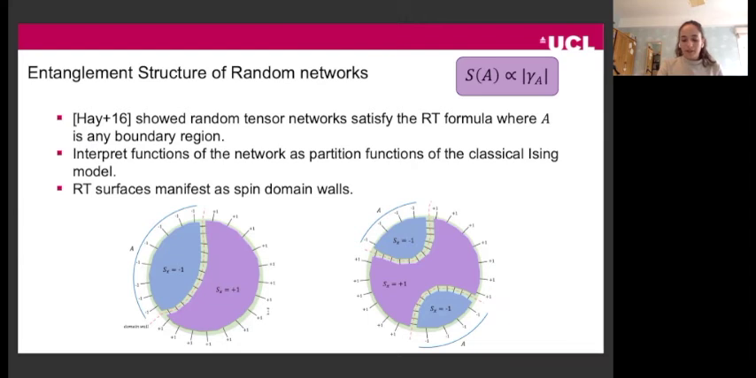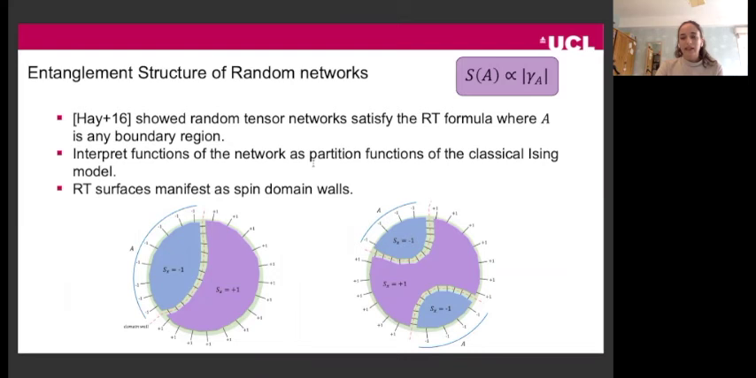But the main expected advantage of constructing our network from random tensors was that we'd want to inherit this good entanglement structure that was shown in this 2016 paper. So without going into much detail at all, just quickly, in this work they showed that random tensor networks satisfy the Ryu-Takayanagi formula, where A is any boundary region, including disconnected regions. And the way they do this, as I mentioned earlier, is that they interpret functions of the network as partition functions of the classical Ising model.